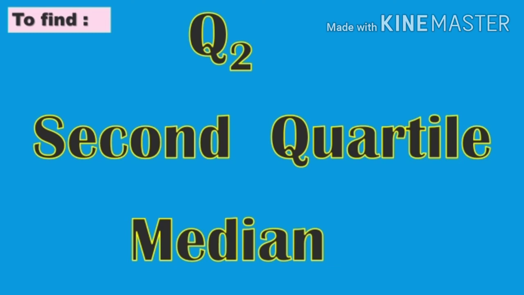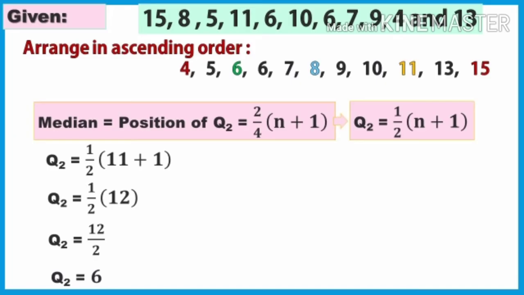Okay, next, to find the second quartile or the median, we have the following data: 15, 8, 5, 11, 6, 10, 6, 7, 9, 4, and 13. And we're going to arrange in ascending order. So, we have 4, 5, 6, 6, 7, 8, 9, 10, 11, 13, 15. To find the median, gagamitin natin tong formula na to. We have the position of the second quartile. We have 2/4 times n plus 1, or it is 1/2 times n plus 1.